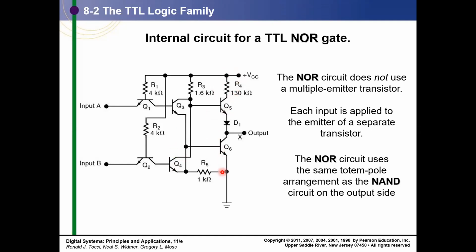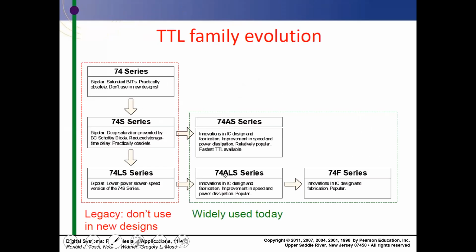This totem pole configuration you can see is still the same. So you can try to go through the circuit, which is for the TTL NOR gate. You must know the TTL NOR gate configuration and NAND gate configuration. This is the TTL family evolution.